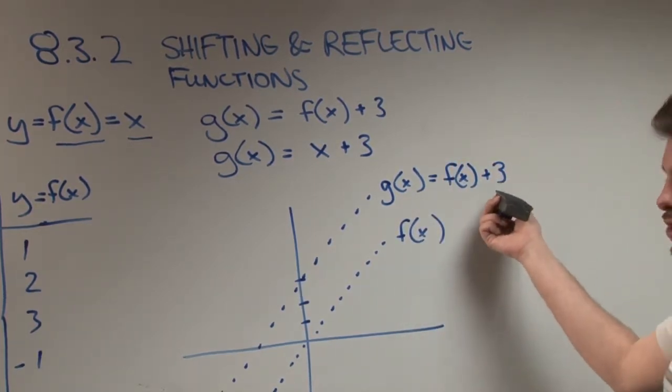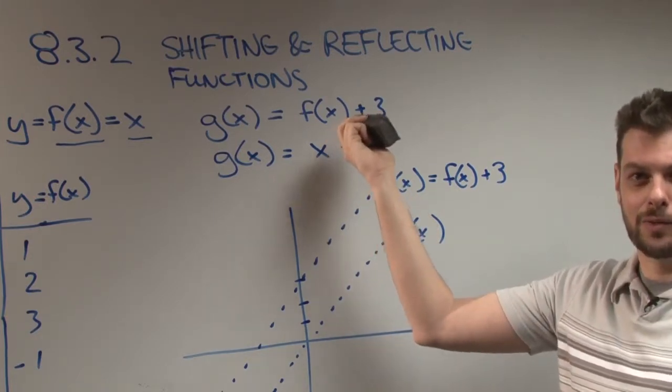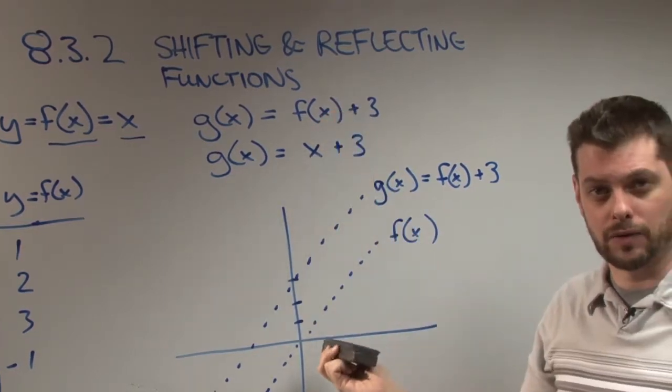And if I were going to shift it down, guess what sign would change? The sign that would change would be the addition sign. Instead of adding 3 to it, I'd be subtracting 3 from it.